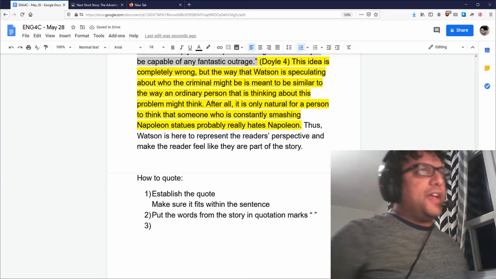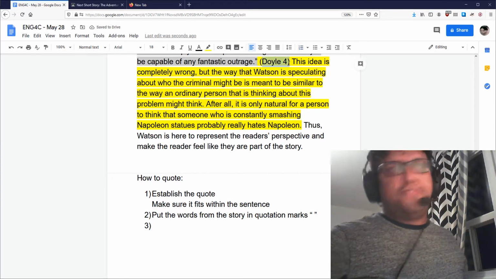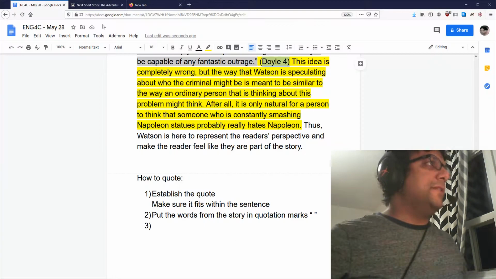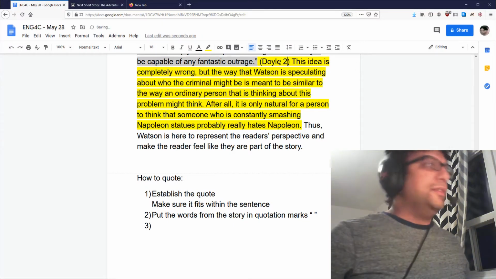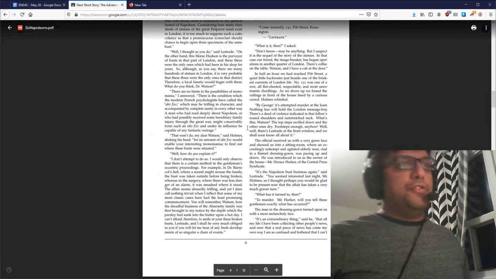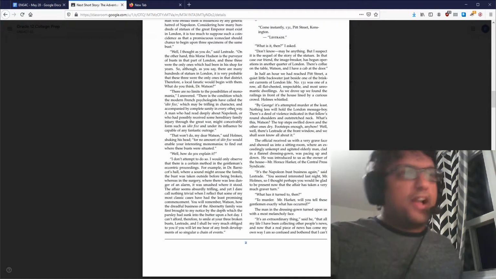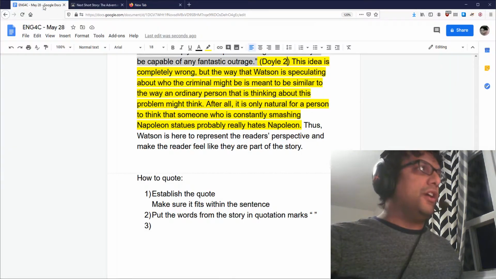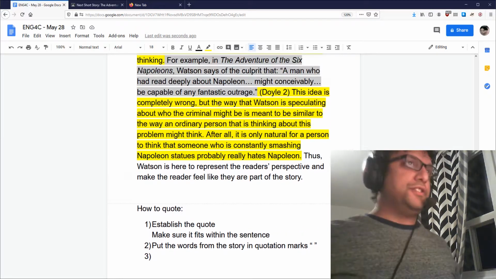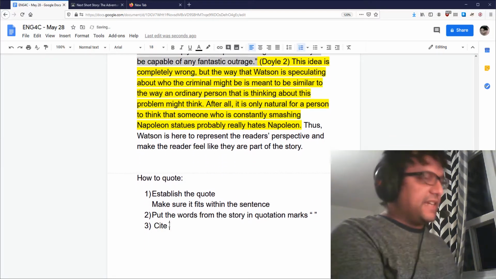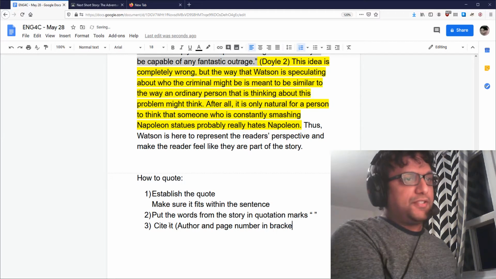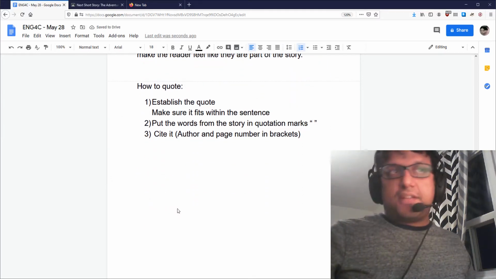Then, after that, you'll notice I put Doyle 4, right? And that's literally, oh wait, it's Doyle 2. Oops, my bad. Doyle is the last name of the author, Sir Arthur Conan Doyle, and 2 is the page number. So for now, guys, when you quote, just do that. Just the page number and the author. I'm going to talk more about citation on Monday when I'm less tired, right? But for now, Doyle 2 is sufficient. So cite it is what I'm saying, right? So author and page number in brackets, right? That's what you do. Right, so that's step 3.